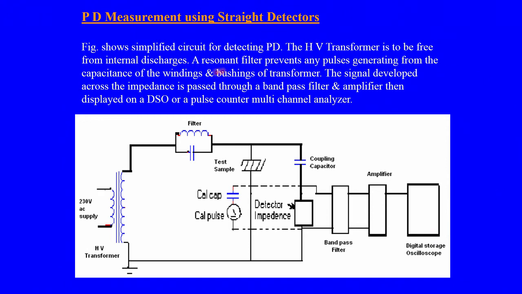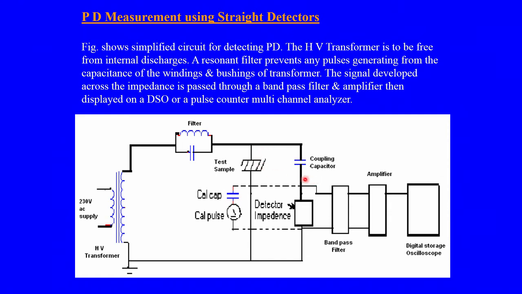The important function of the resonant filter is to prevent any pulses or discharges generating from the capacitance of the high voltage winding. These discharges which are energized at that voltage should not pass to the sample. So, that is one of the reasons where the filter blocks the discharges from the transformer, and it prevents the pulses or discharges going towards the test sample. And also the bushing of the transformer. The transformer bushing or the windings could lead to the discharges. This has to be prevented. That is one of the reasons where the filter acts to prevent the discharges further communicating to the sample.